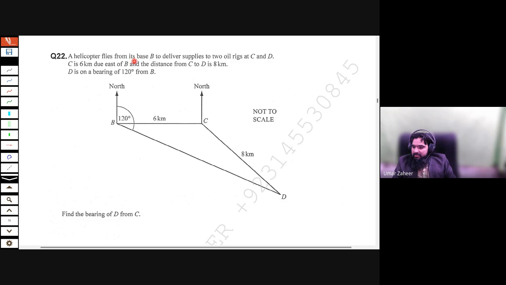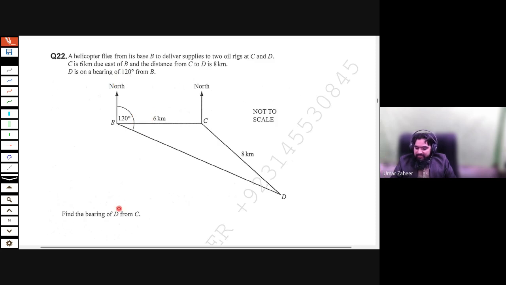So he is going from B to deliver the supplies to C and D, and C is 6 kilometers east of B, and the distance from C to D is 8 kilometers. D is on the bearing of 120. I told you what the bearing is: you stand on B, take your side towards the north, and measure the angle clockwise. So the bearing of D from B is 120 degrees, and this angle is 120.